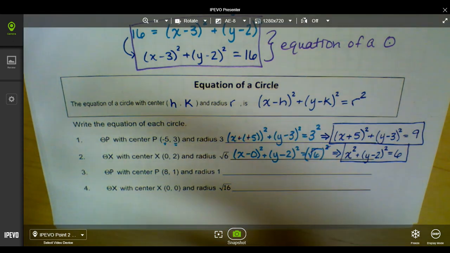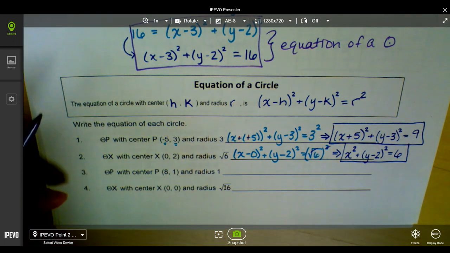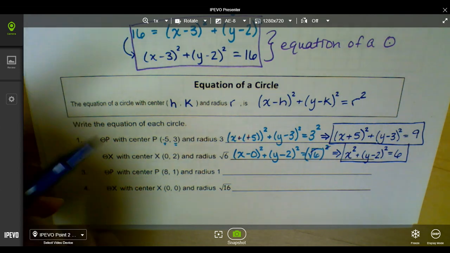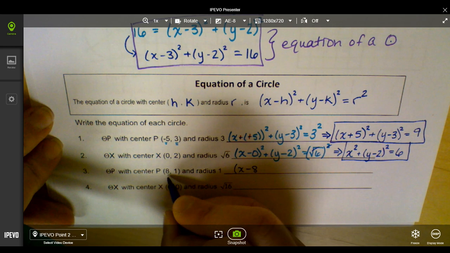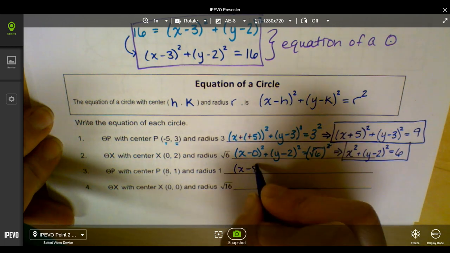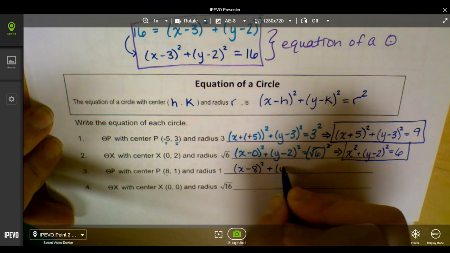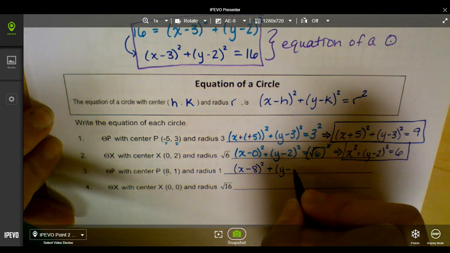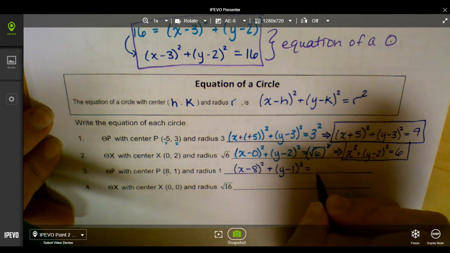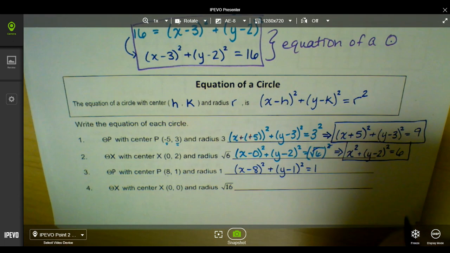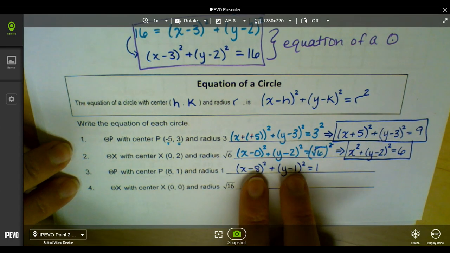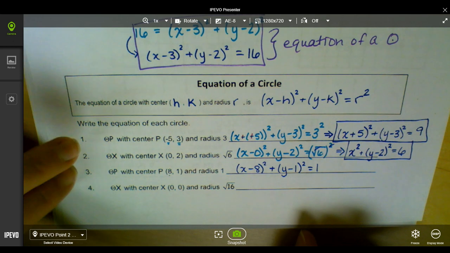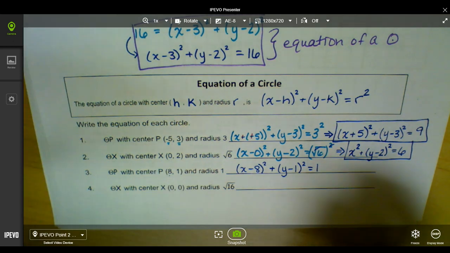All right, now for this one, let's just take our shortcut, even though this one's pretty easy anyway. So for this one, we are just doing x minus x of the center squared, plus y minus the y value of the center squared equals 1 squared, which is just 1. So that's it. Both of these were positive, so they're going to show up negative in here, and then you're just squaring this, which is 1. That was easy enough.